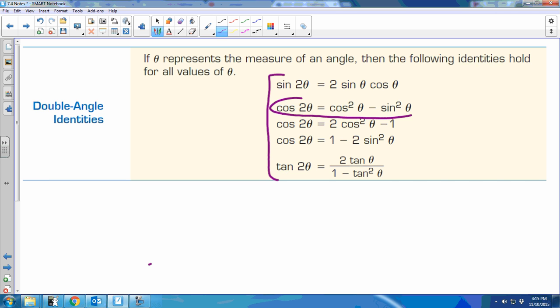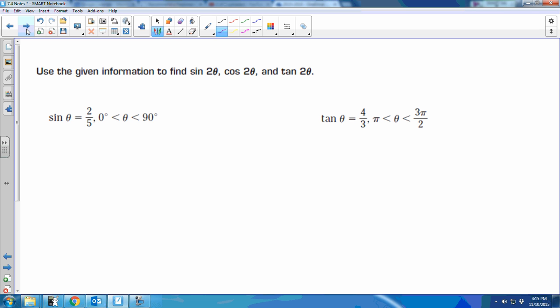The one on the top is highlighted on your notes because that's what's on the red formula sheet. If I think you need the other ones, then I'll make sure you're provided them on the quiz. Okay? So it says use the given information to find sine 2 theta, cosine 2 theta, and tangent 2 theta. All right? So we'll find all 3 of these. We're just going to do this first example. It says theta is between 0 and 90. It means everything's positive, so that's all we need that for. Everything's positive.